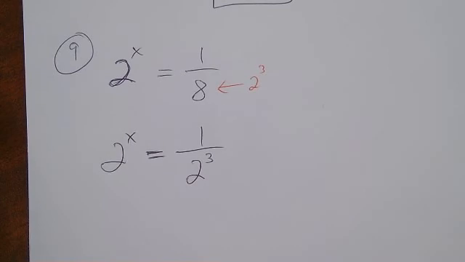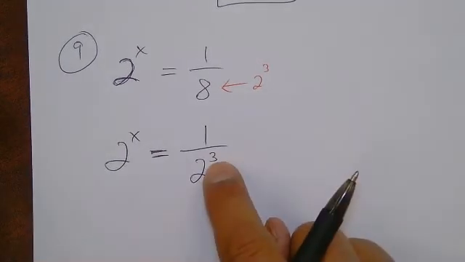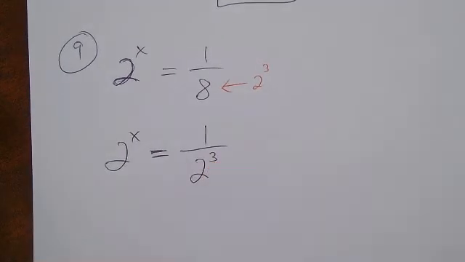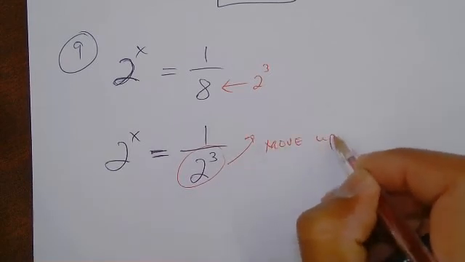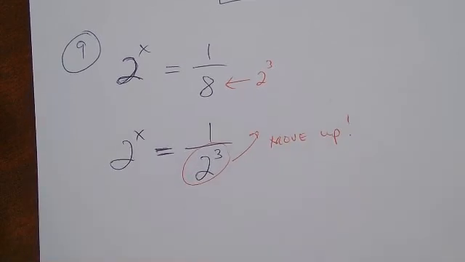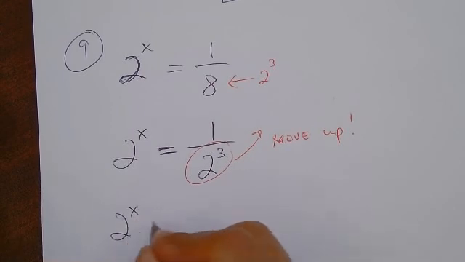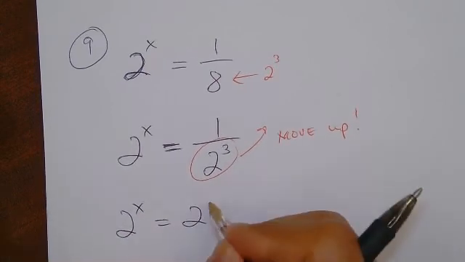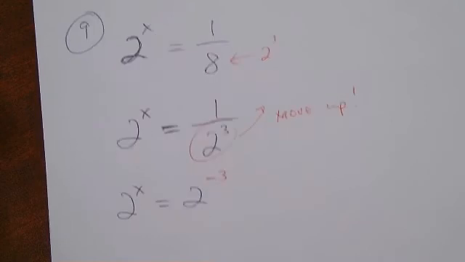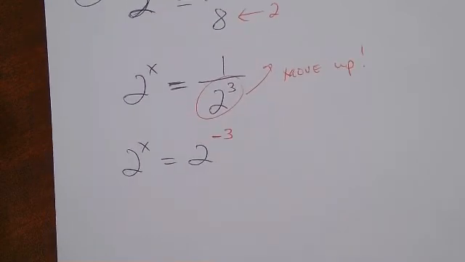I don't want fraction stuff like this. But remember with exponents we can move things up and down? What happens when you move things up and down? You guys remember that? It changes sign. You guys agree it changes sign? So when I move this up, what's going to happen, everybody? You're going to be looking at this. 2 to the power of x is equal to 2 to the power of negative 3.